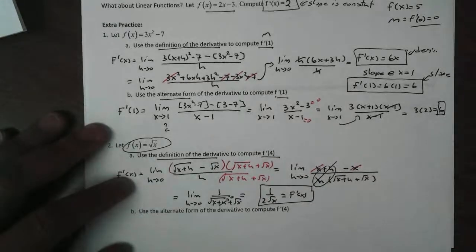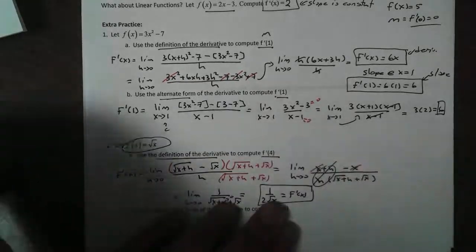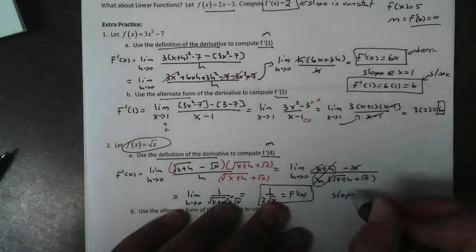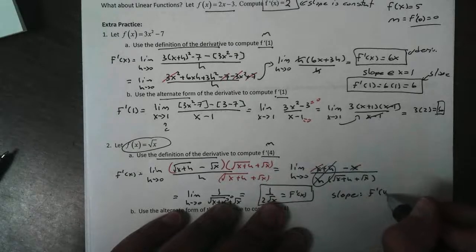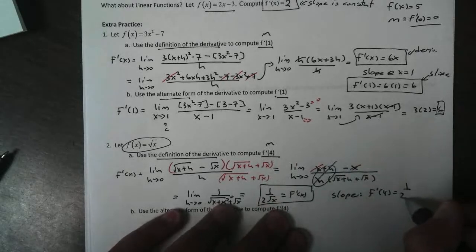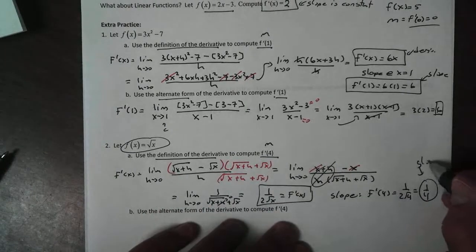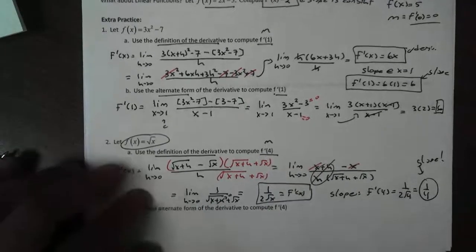Look how long that took us. So to get the slope now, again, that's what they're asking for. The slope is f prime of 4. I would do 1 over 2 times root 4, which is just 1/4 for us. And there's the slope. Again, a very tedious process.